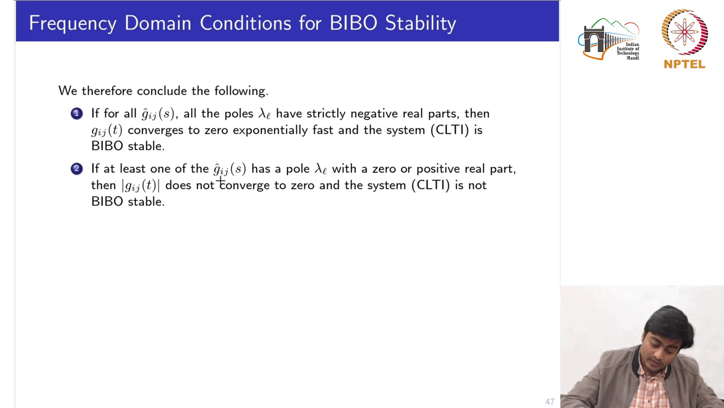So if at least one of the Gij of s has a pole lambda l with 0 or positive real part, then the absolute value of the Gij does not converge to 0 and the system is not BIBO stable.